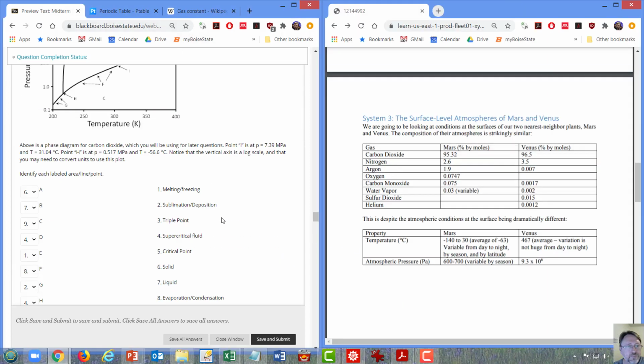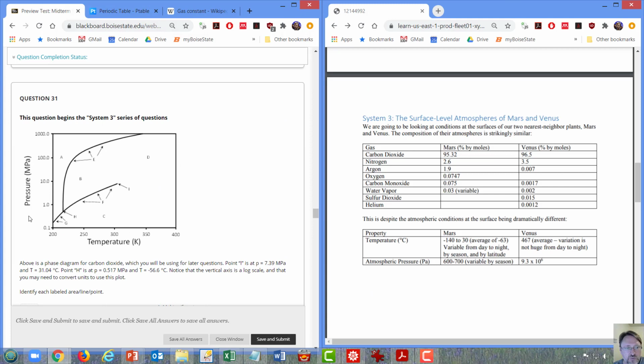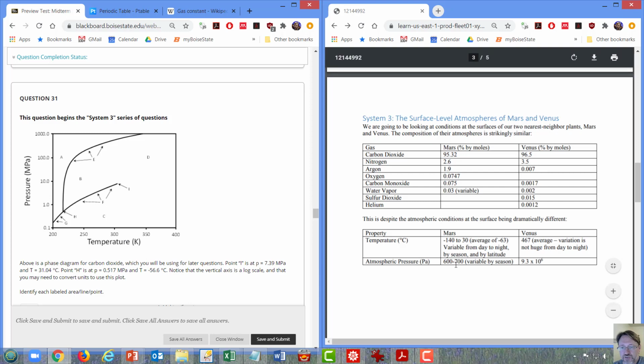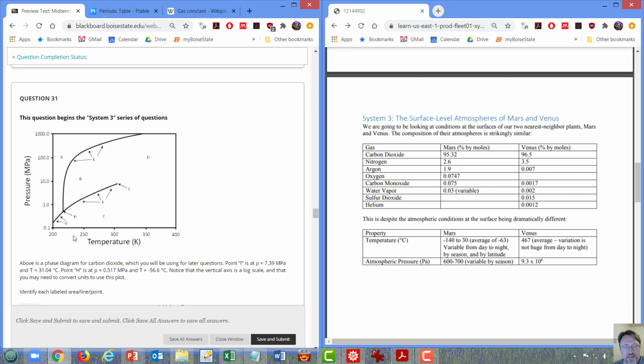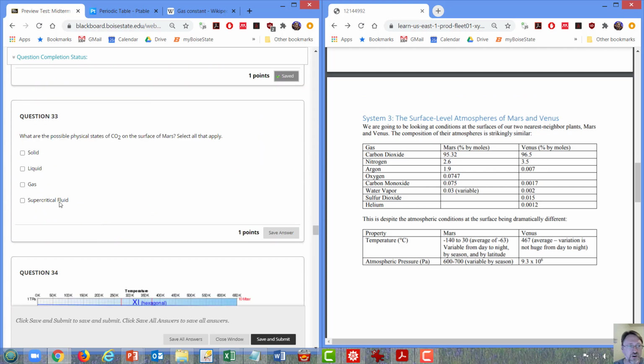All right. So we are looking from about 130, which is way down here, up to 303. So we're going across this range, to right about here. Now, the pressures are 600 to 700 pascals. This is in megapascals. So we're way down below. So the only two states that we can have at this point are going to be the solid region and the gaseous region, because it's crossing the sublimation point. So our answers here are solid and gas.